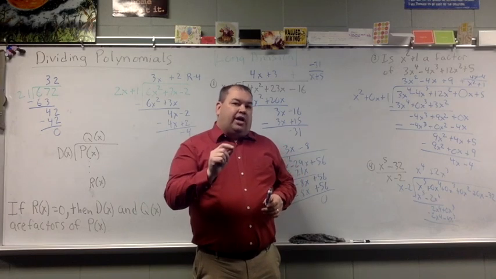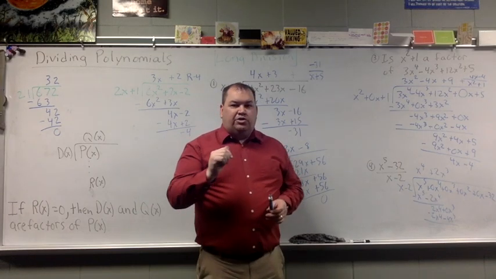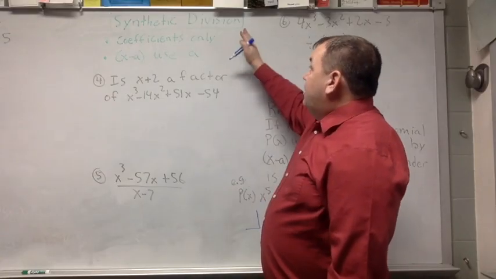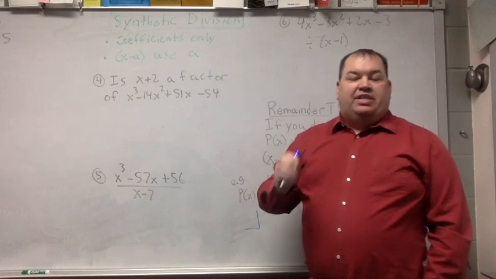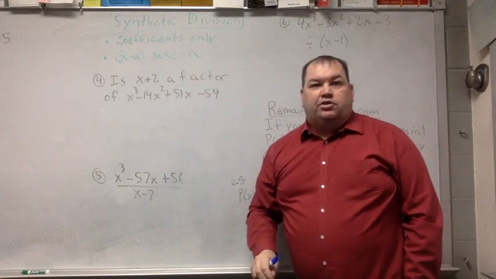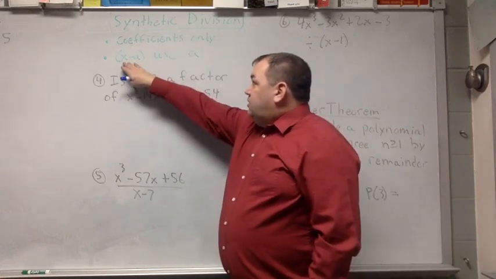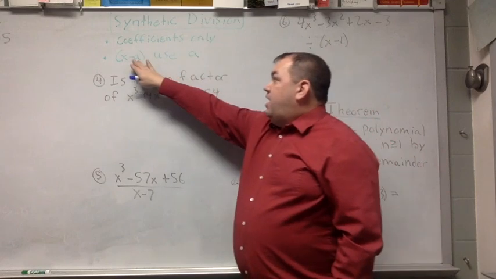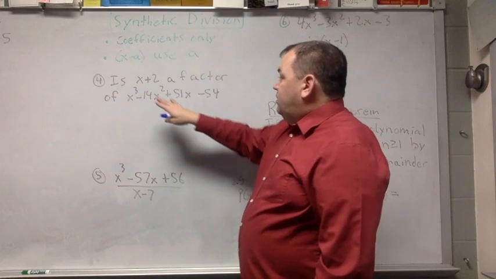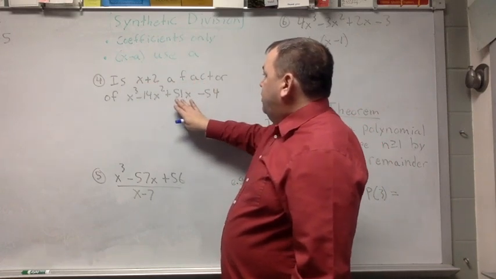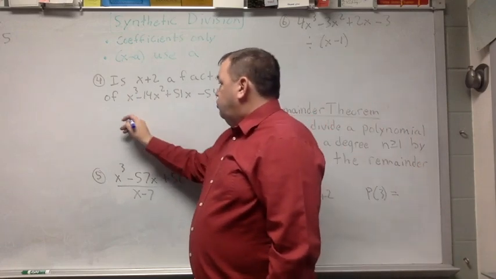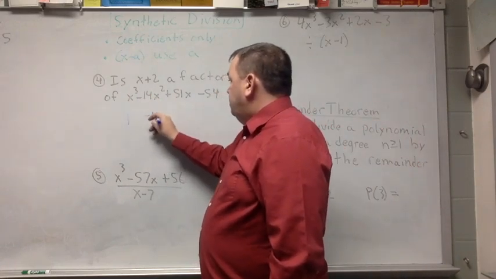Now, there is another way that we can do polynomial division. That's what we're going to take a look at next. Synthetic division is another way of dividing polynomials, but it's done very differently. The two key pieces here are we're going to look at coefficients only, and the x minus a, we're going to actually take the a out of the parentheses and use just the a. So let me show you an example. This says, is x plus 2 a factor of this particular polynomial? I'm going to start with this polynomial, and I'm going to take out just the coefficients.